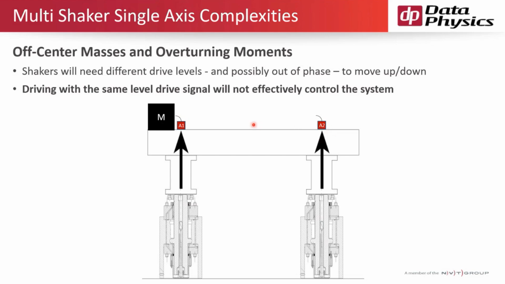And depending on how far offset this mass is, if the test structure was large and overhanging, and the center of gravity was farther and farther away from in between the shakers, I might actually have to drive these shakers completely out of phase to generate perfect translation up and down and get these two accels moving in phase. So driving with the same signal, splitting the drive with a non-MIMO controller and driving two shakers with the same signal is just not an adequate way to properly control this type of shaker system.